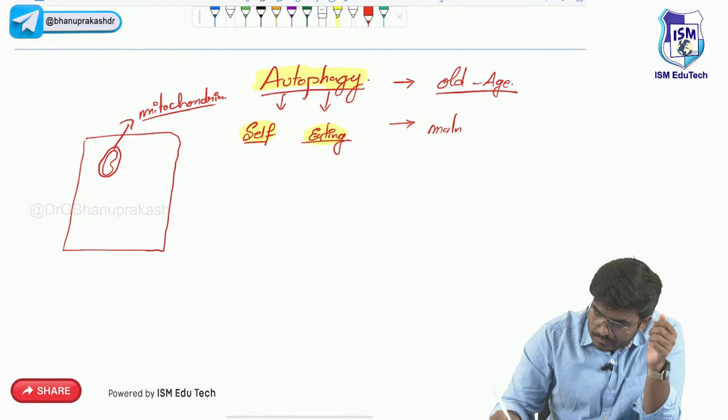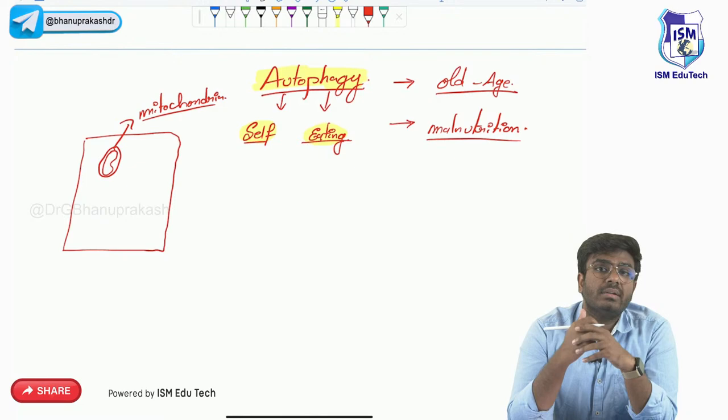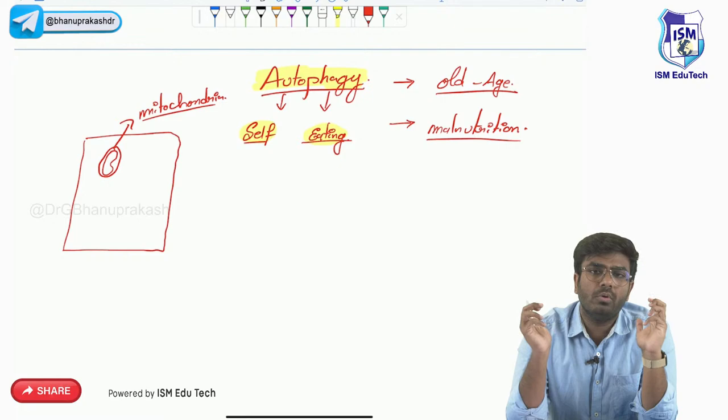Severe malnutrition. The patient is not eating for days. Now, suppose I am not eating anything for 5 days, 10 days. What will happen? I have to get the energy somehow. Do you know what will happen?